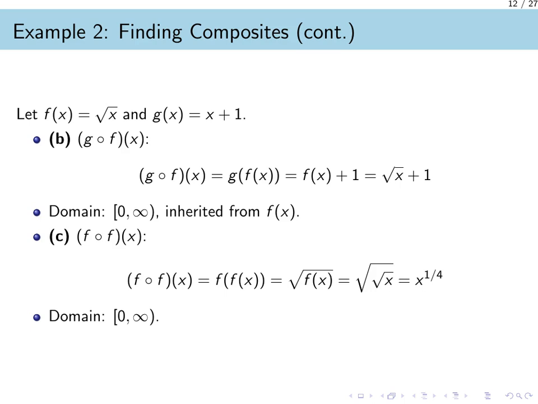Notice this is quite different from f composed with g of x, which highlights that the order of composition is critical. We can also compose a function with itself, as in f composed with f of x. Here, we take the square root of f of x, which gives us the square root of the square root of x, or x to the power of 1/4. The essential point is that the order of functions in a composition matters, and the domain is determined by the inner function.